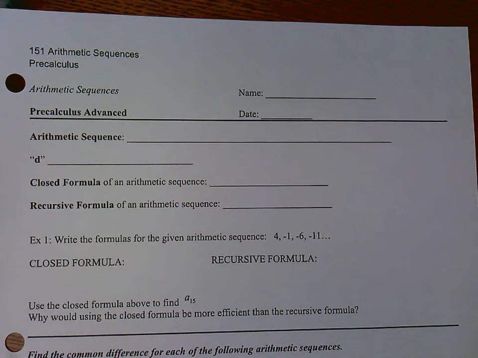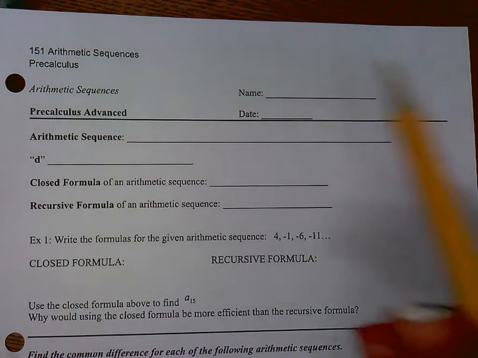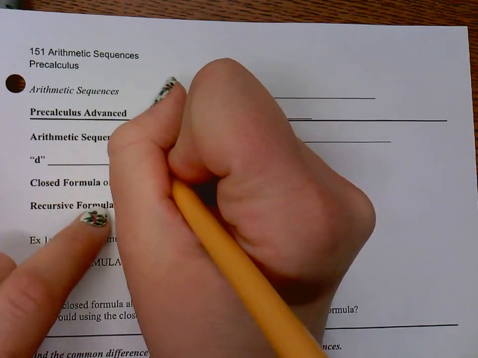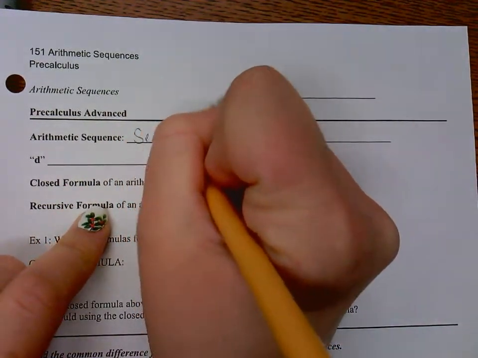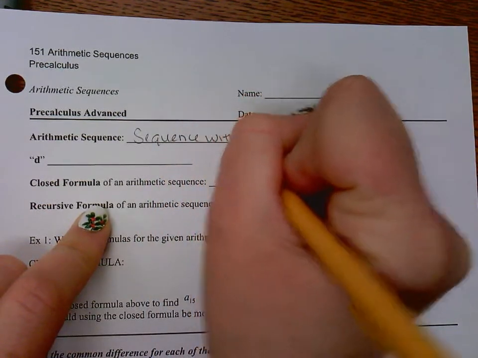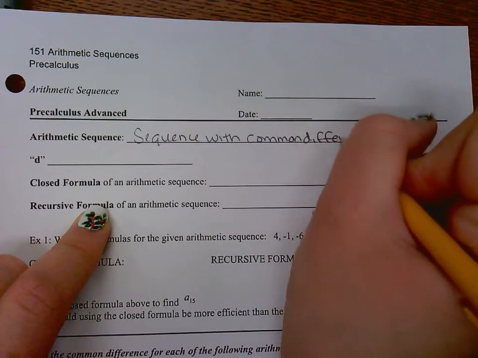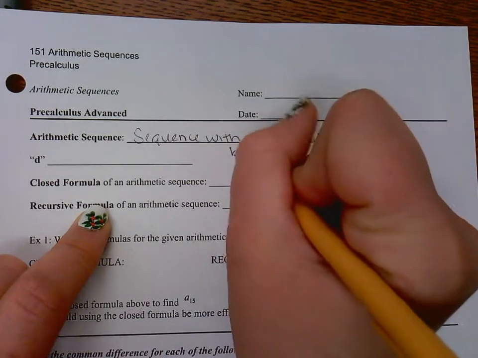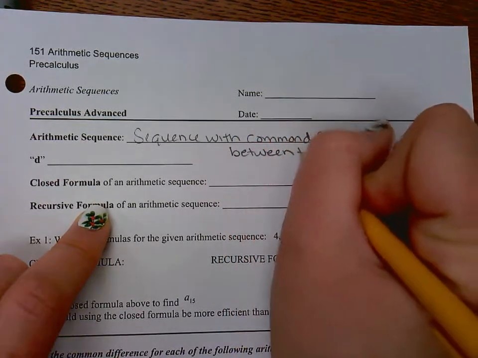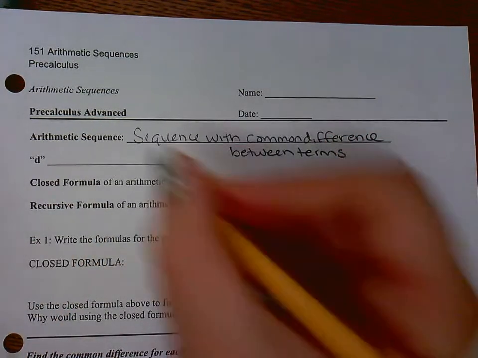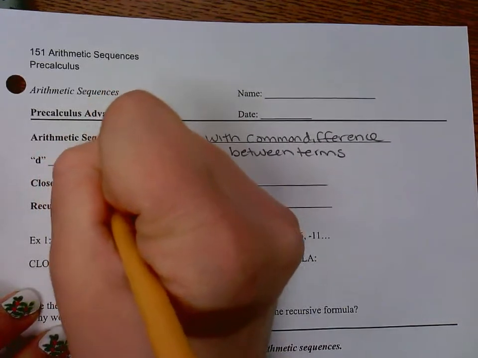So we're going to take a look at arithmetic sequences. Some of you have seen them in Algebra 2, but some of you have not. So an arithmetic sequence basically is a sequence with a common difference between terms. Really, it's a constant rate of change. It's like a linear function. D is known as that common difference.